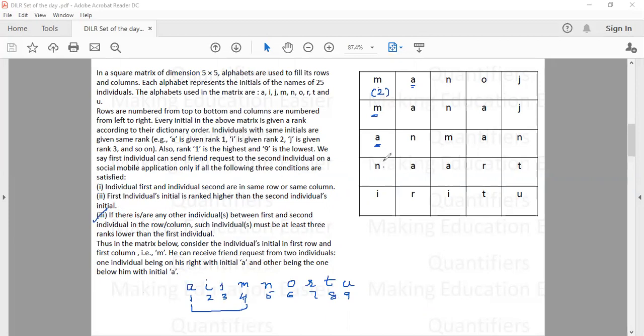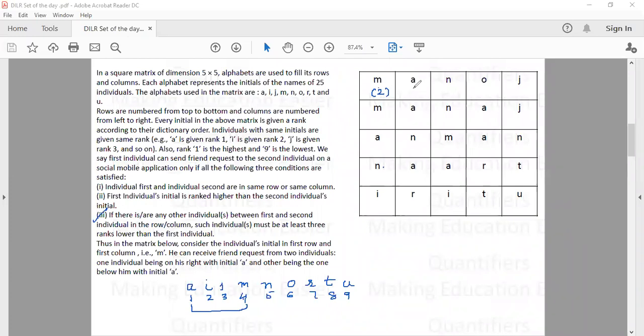N is ranked below M, and I, although ranked higher than M, has a person A in between, due to which I cannot send the request to M. So that means there are only two ways in which the first person, with initial M, can receive the request.